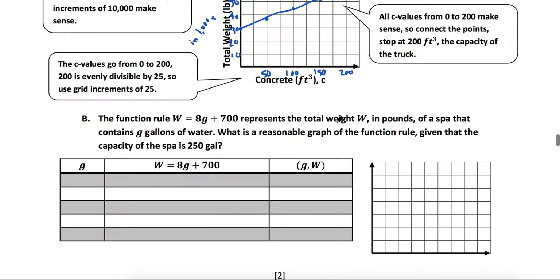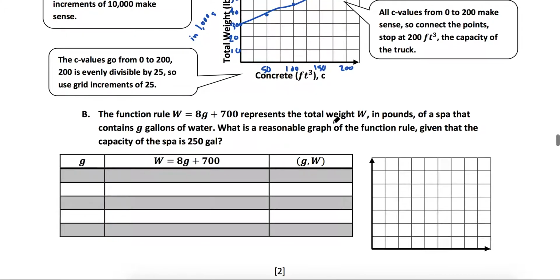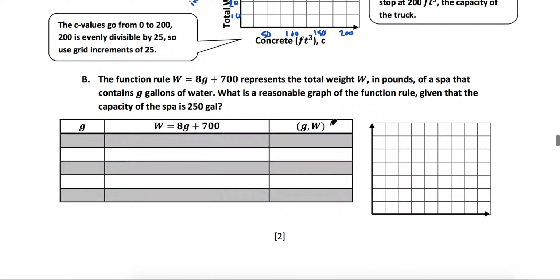Okay, so let's look at another example. It says the function rule W equals 8G plus 700 represents the total weight W in pounds of a spa that contains G gallons of water. What is a reasonable graph of the function rule? All right, given that it has a 250 gallon capacity. So let's start off with 0 here, and we'll go up by 50s, 50, 100, 150, 200, and I'm going to add 250. We could have maybe skipped 0, but I like including 0 there for our number's sake.